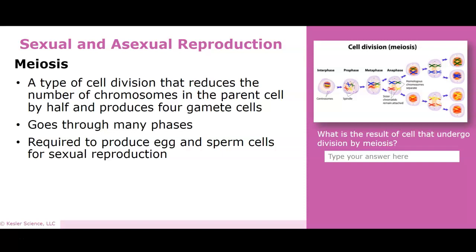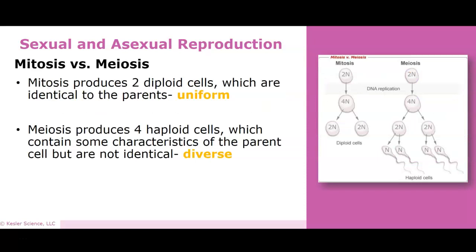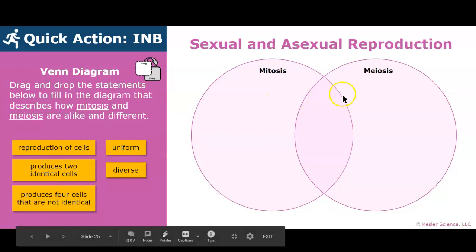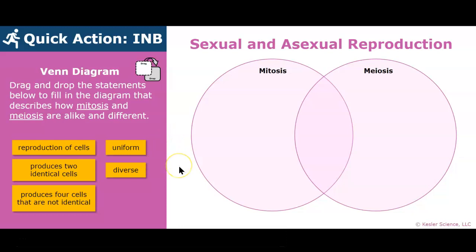Meiosis divides a cell so that you end up with 4 distinct cells. You can see the different phases, and it's required to produce egg and sperm cells for sexual reproduction. Mitosis produces 2 cells which are exactly the same. Meiosis produces 4 haploid cells, which contain some characteristics of the parent but are not identical to the parent. Here you're going to drop these into the Venn diagram based on whether they're mitosis, meiosis, or both.